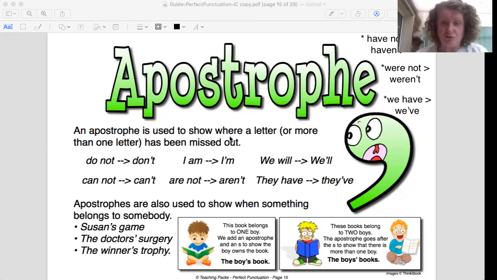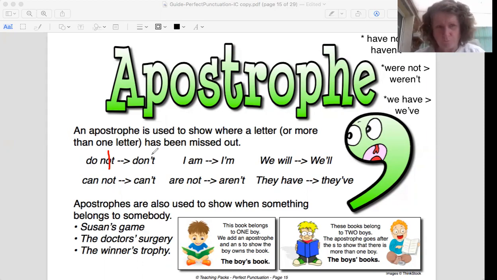An apostrophe is used to show where one letter or more than one letter has been missed out. Let's have a look at this one. Do not. Most people don't say do not, do they? Most people say don't. So what's happened here is these two have been contracted together. That means they've been pushed together, and the O here has been taken out. So it says D-O-N-T, don't. You have to have that apostrophe there to show that the letter is missing.